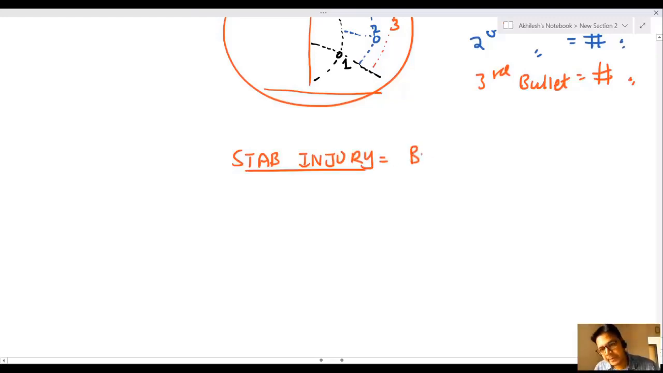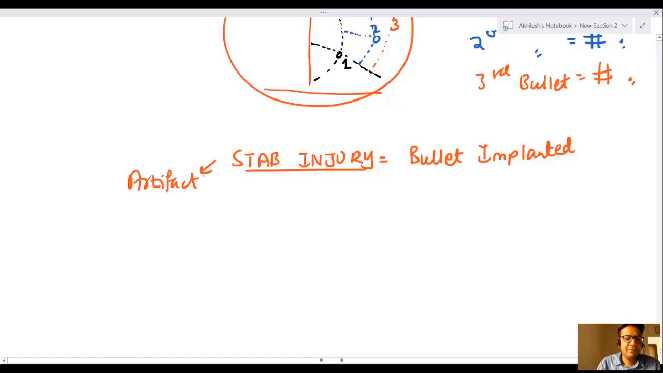Sir, in a stab injury, if a bullet is implanted, kai bar kya hota hai, aapne mara toh chaku se, you stab with a knife, but you just put a bullet. This is an artifact. And sir, this is known as Ryal Sima effect.